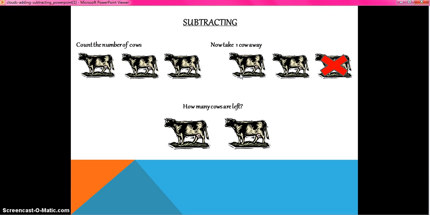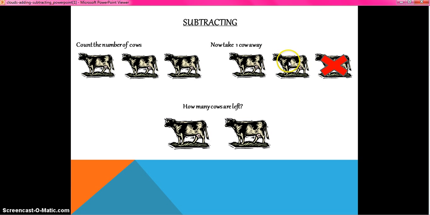The first step is to count the number of cows in the first group. There are 3 cows. Now this is where the steps are different. Instead of adding more cows, we're going to take 1 cow away. Notice the second picture of cows. How many cows are left once we take 1 away? Let's count together.